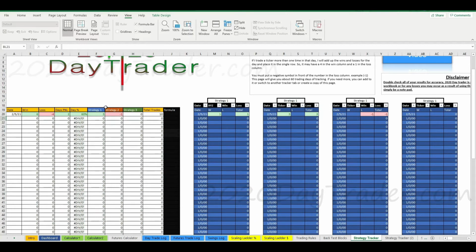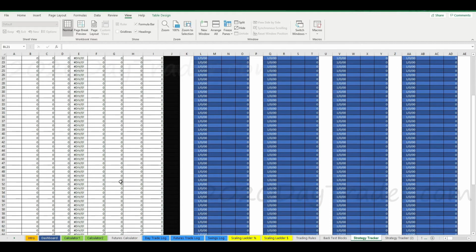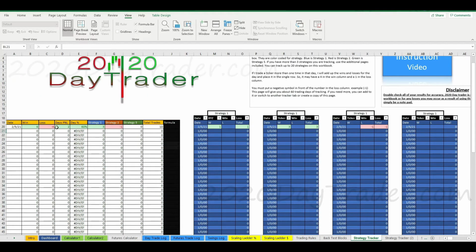So strategy tracker, once I get done with all that, it lets me track my strategy. So blue for strategy 1, red for strategy 2. Strategy 2 so far is a losing strategy. And I may dump this if it continues. And I can see what my daily win rate was, 60%. Not great. Thanks, strategy 2.